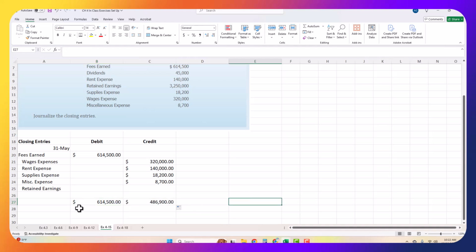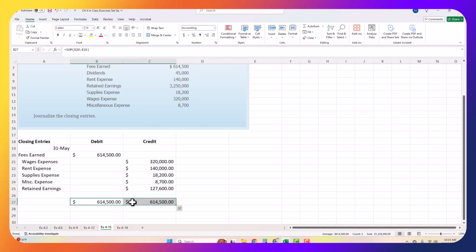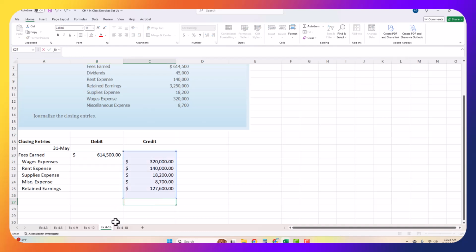So we have 614,500. Retained earnings. You're going to credit retained earnings for net income, which is the difference of fees earned minus all the expenses, right? So fees earned minus all the expenses is what our credit to retained earnings is. This would be net income. And now my journal entry balances down here, right? So that is the journal entry.